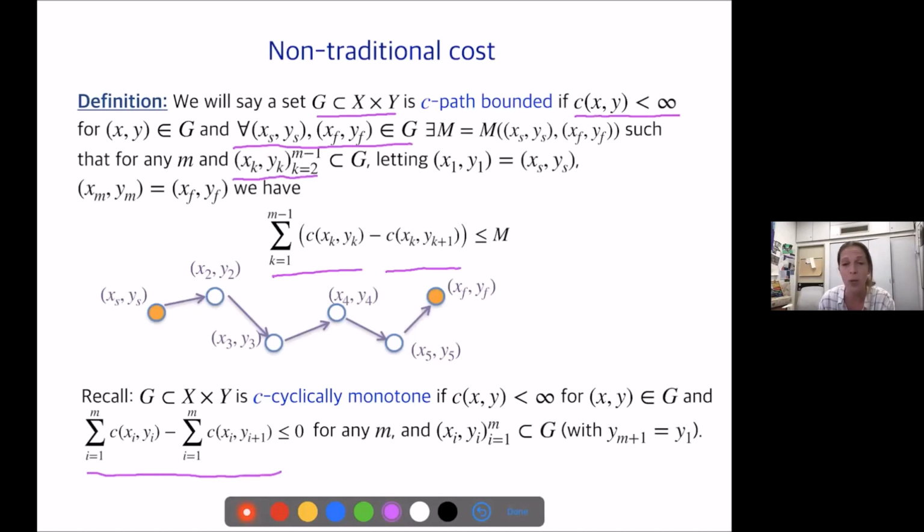Because y_{m+1} is actually y_1. So in some sense, cyclically monotone looks stronger, right? Because I'm asking for a bound of 0 and not for a bound of just any number m.